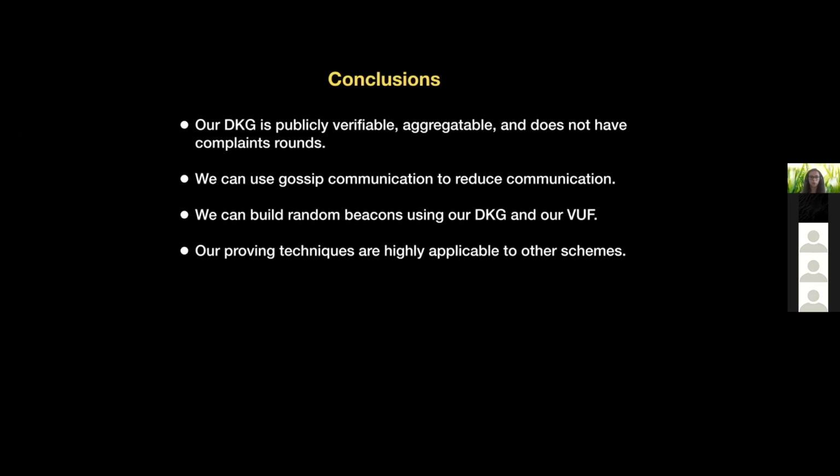Okay, so just to wrap up, our DKG is publicly verifiable, aggregatable, and does not have complaint rounds. We can use gossip communication to reduce the total communication, if that's the structure that you would like to use. We can build random beacons using our DKG and our VUF. And our proof techniques are highly applicable to other schemes. They're not only useful for our scheme.